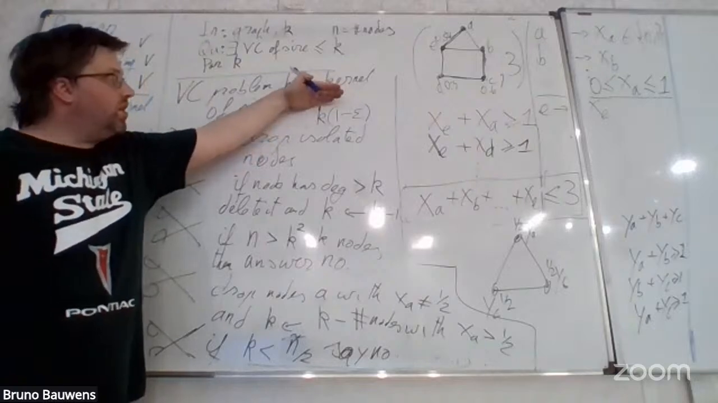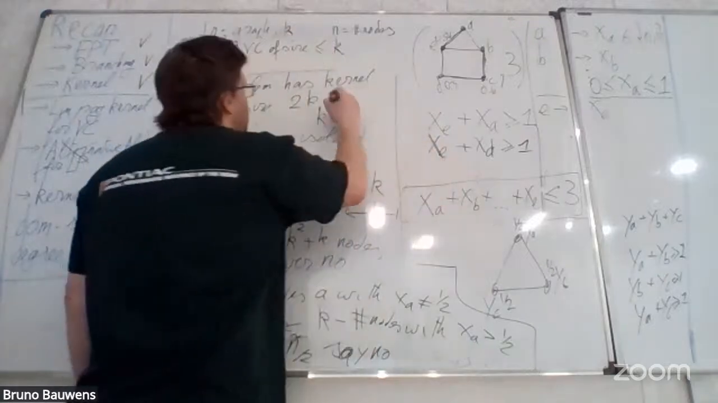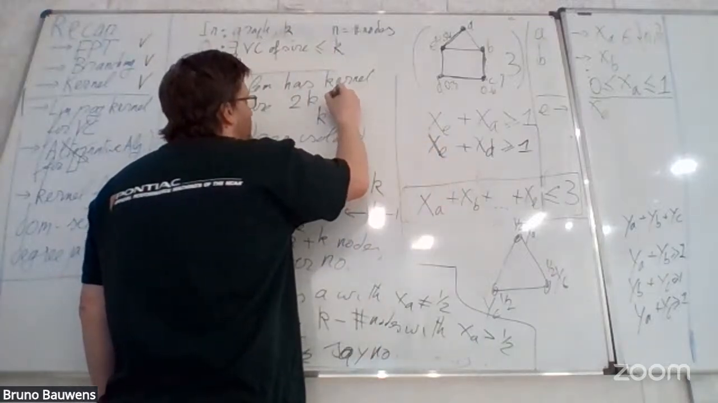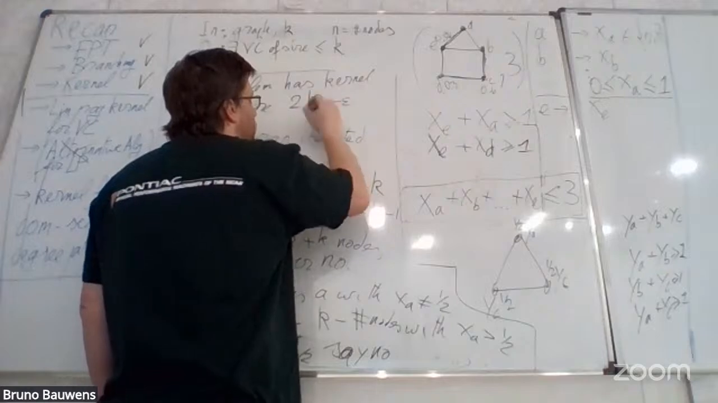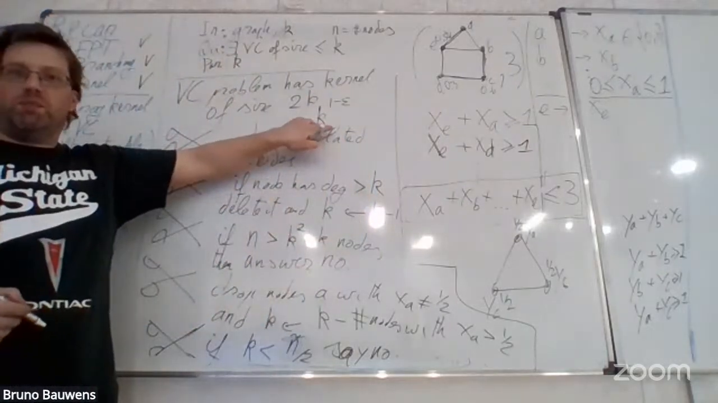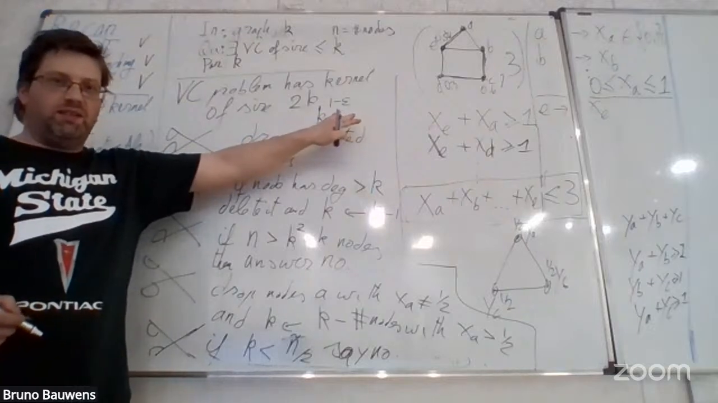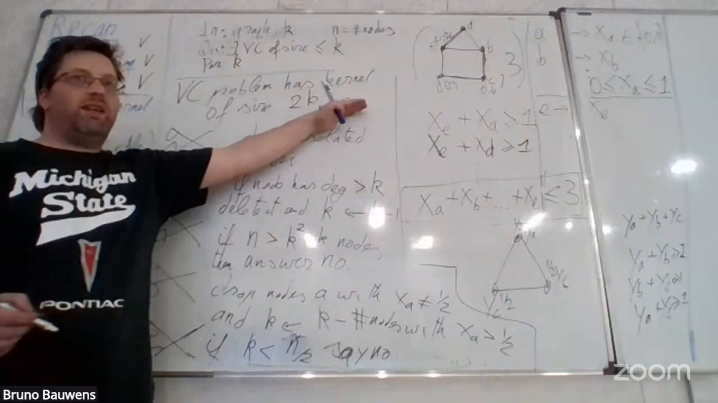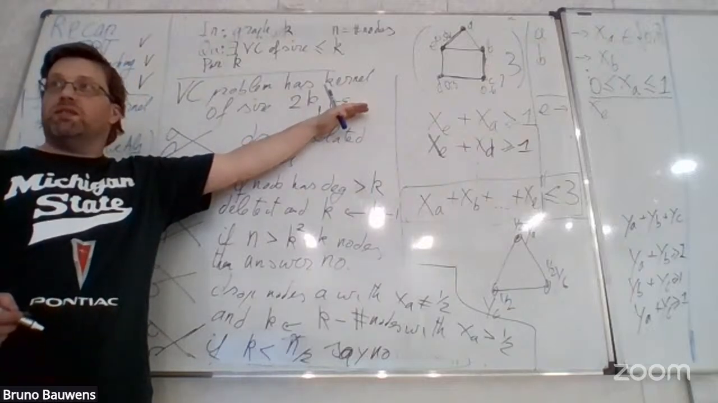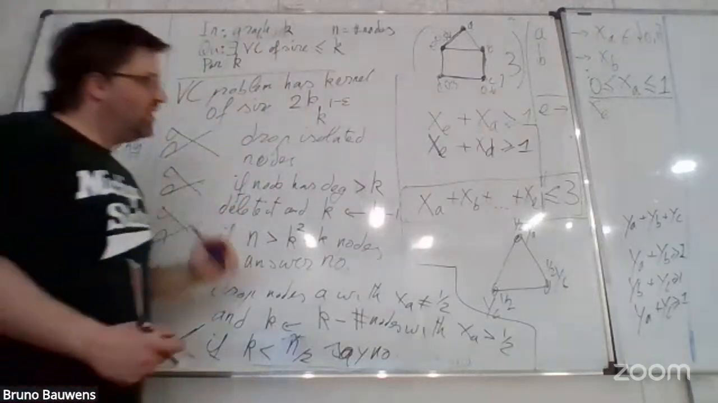Sorry, it's not right. It's k to the power 1 minus epsilon. So if there is a kernel of size sublinear in k for some epsilon bigger than 0, it would contradict the exponential time hypothesis.